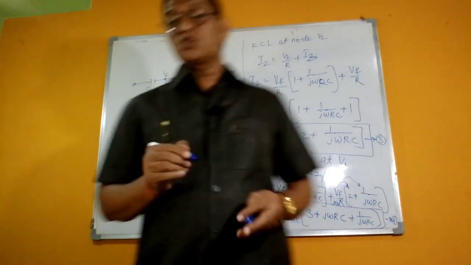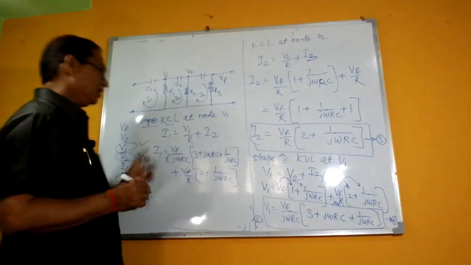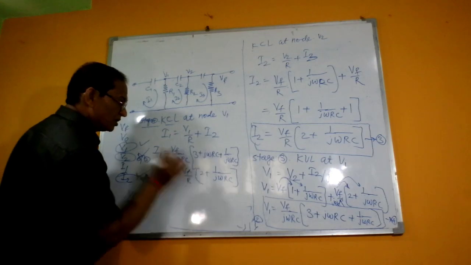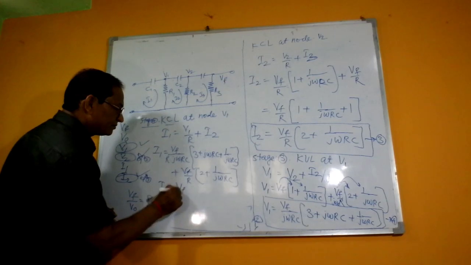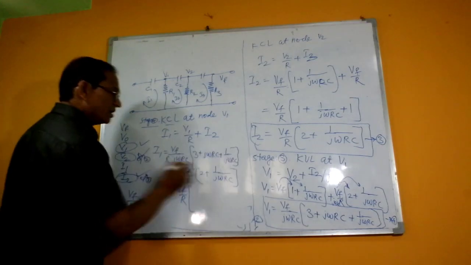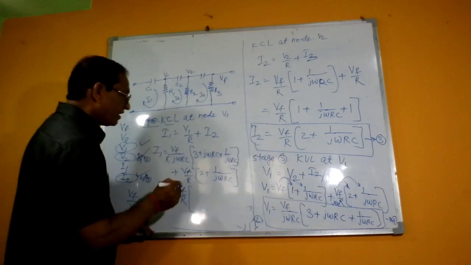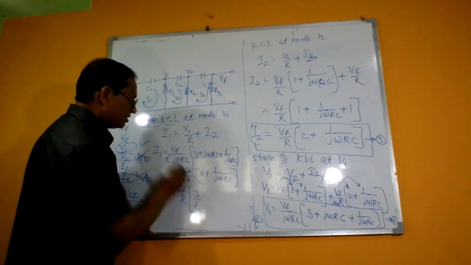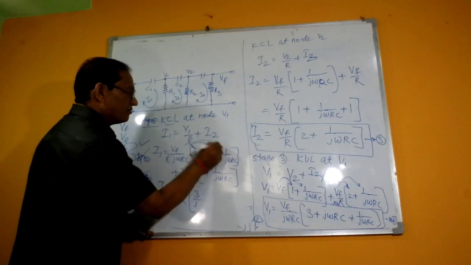So just by substituting the value of V1 and I2, this will be the equation. Now Vf upon R is there in the first term and also in the second term. So taking Vf upon R as common from both the terms, this is the first term and this is the second term, so taking Vf upon R as common, we are left with, inside the bracket, the multiple factor to each one.